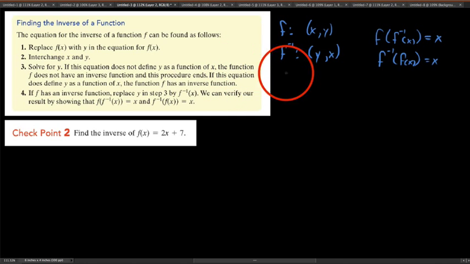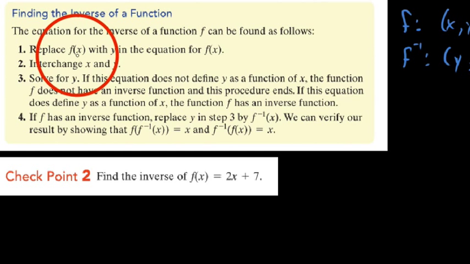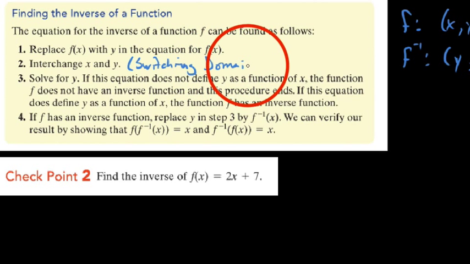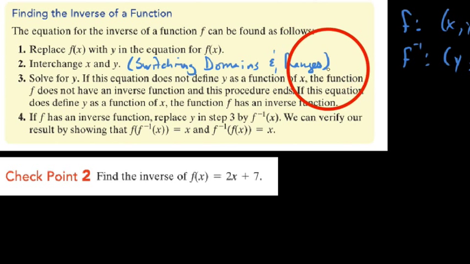So to find the inverse of a function, the idea is that we're going to switch our domains and ranges. So we say the equation for the inverse of a function f can be found as follows. We say replace f of x with y in the equation for f of x. So in other words, we're going to write this in terms of a y. And then what we're going to do is interchange x and y. And so basically what we're going to write right next to this step is that we are switching the domains and ranges of the two functions. Because really that's all that's happening there.